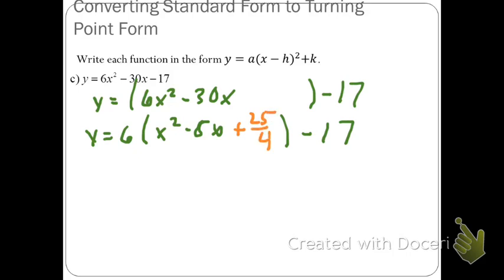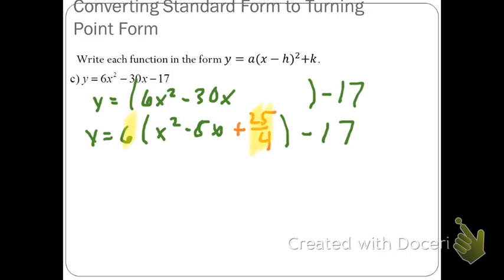Okay, so that part should make a lot of sense. Now here's one more thing that we've got to pay attention to. Think about if I were to distribute this 6 right now. I wouldn't get 25/4. I can't say that I added 25/4 to both sides of the equation, because instead I added 6 times 25/4. All right?